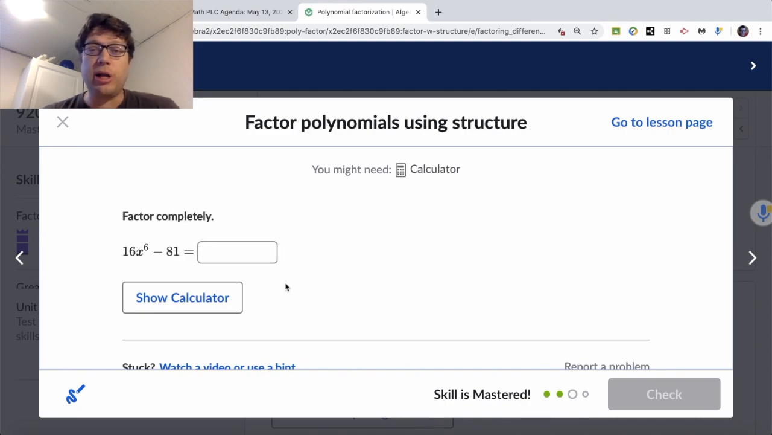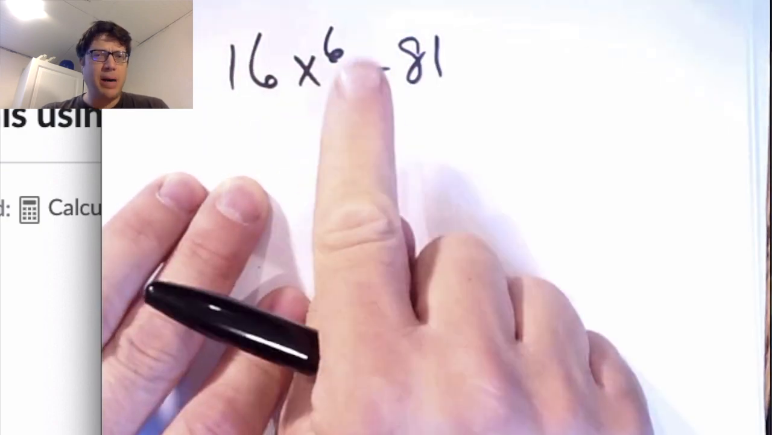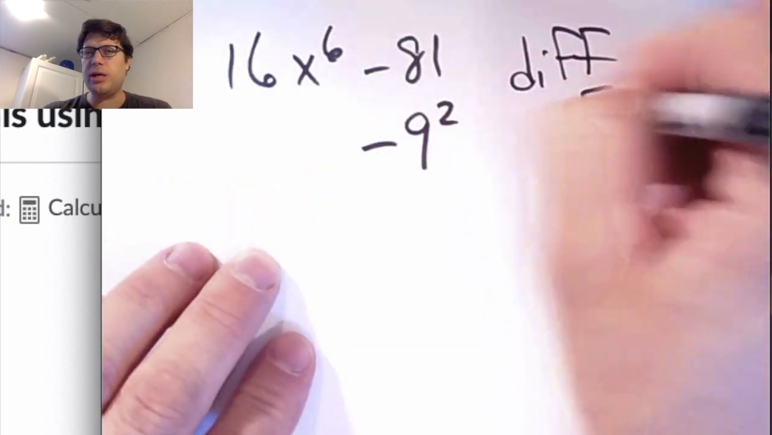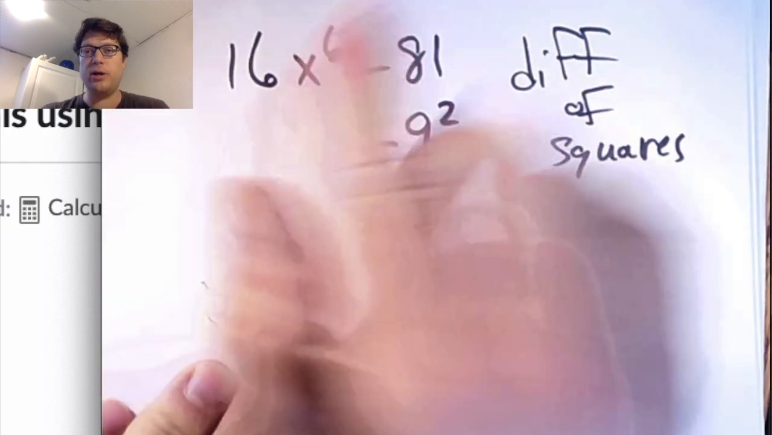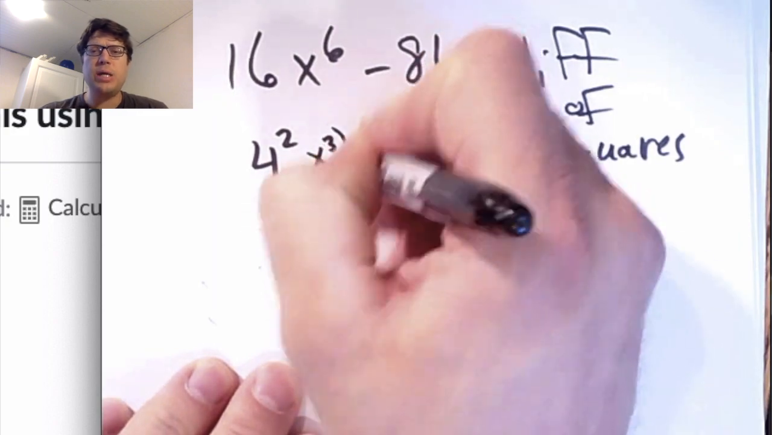The first problem I'm working out for you is 16x to the sixth minus 81. Because I see a minus sign between two things, I start to think of difference of squares. The trick is, how do you get to the things that are squared to use that structure of difference of squares? 81 is 9 squared.